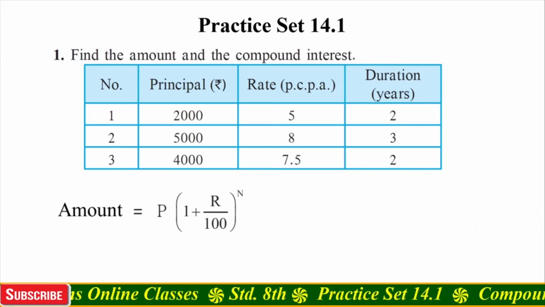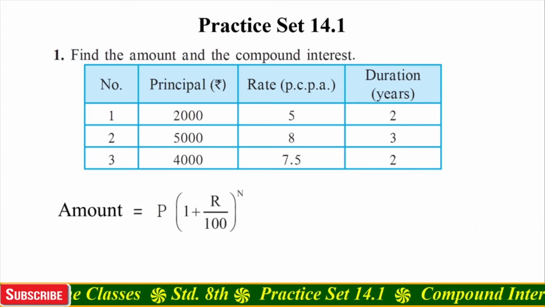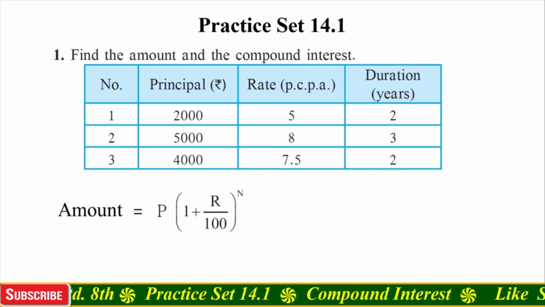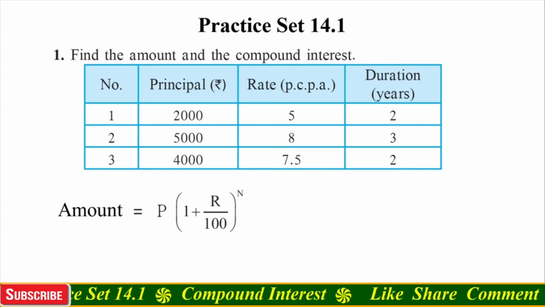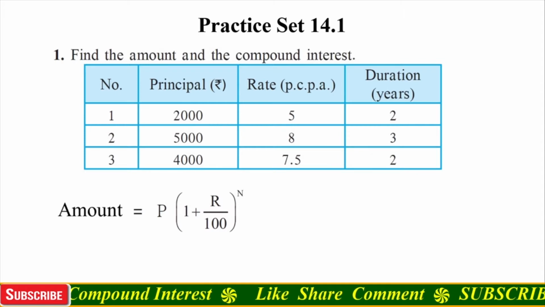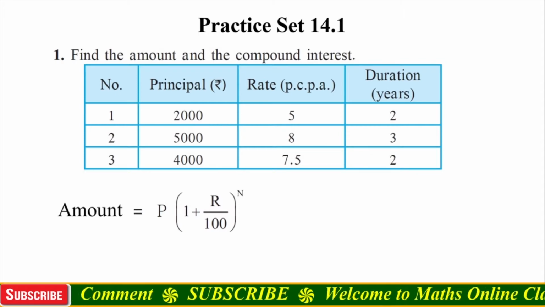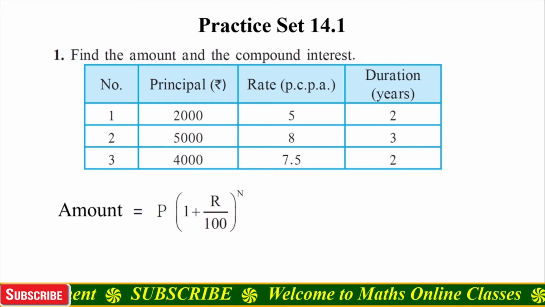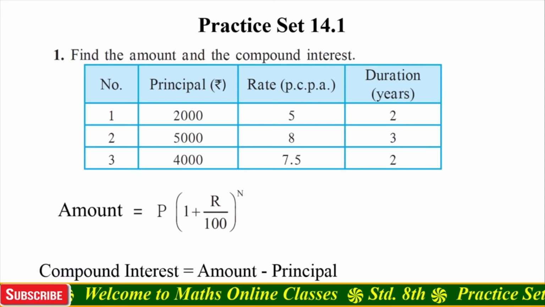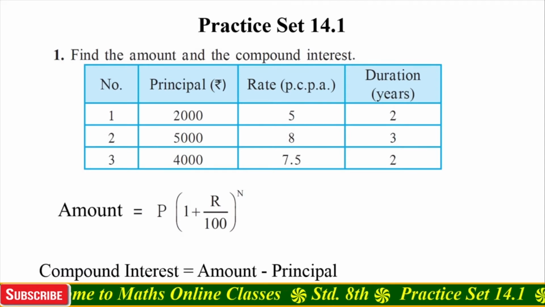First one, amount is equal to P in bracket 1 plus R upon 100 bracket raised to N, where P is principal, R is rate and N, that is duration, number of years. And second formula is compound interest is equal to amount minus principal.